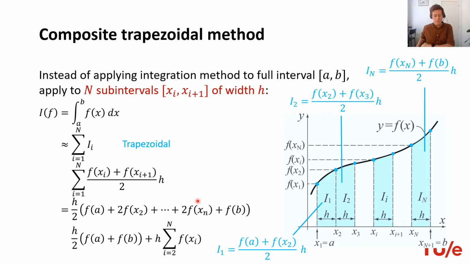So if we recast this a little bit, we can find that this sum can be rewritten as this one. And you can count the number of function evaluations here, and it's actually 1, 2, plus n minus 1. So that's n plus 1 function evaluations only. So this is the appropriate form of the composite trapezoidal method that we can then also use.